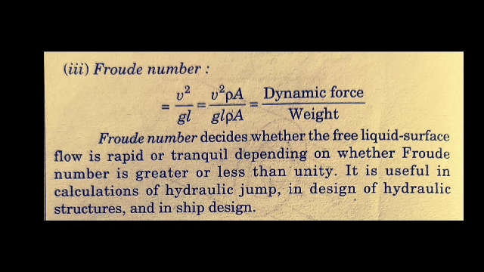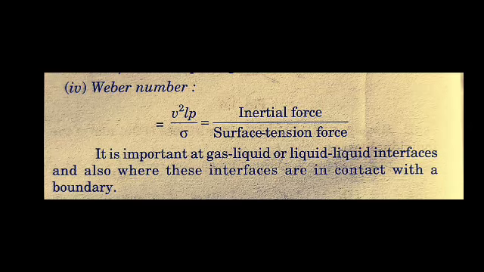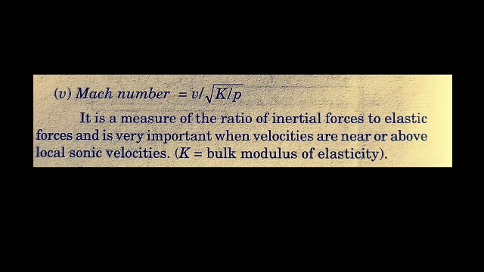Froude number. This is the ratio of dynamic force to the weight, V square by gL. Weber number. This is the ratio of inertial force to the surface tension force. So it is equals to V square L rho by sigma. Mach number. This is equals to V by under root of K by rho. It is the measure of ratio of inertial forces to the elastic forces. K is bulk modulus of elasticity.